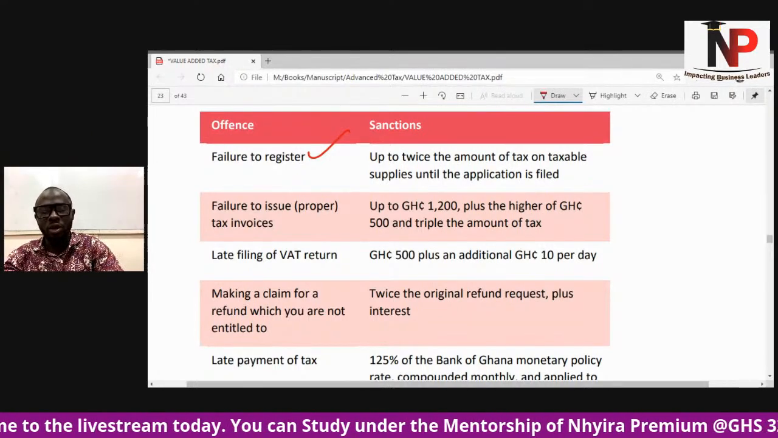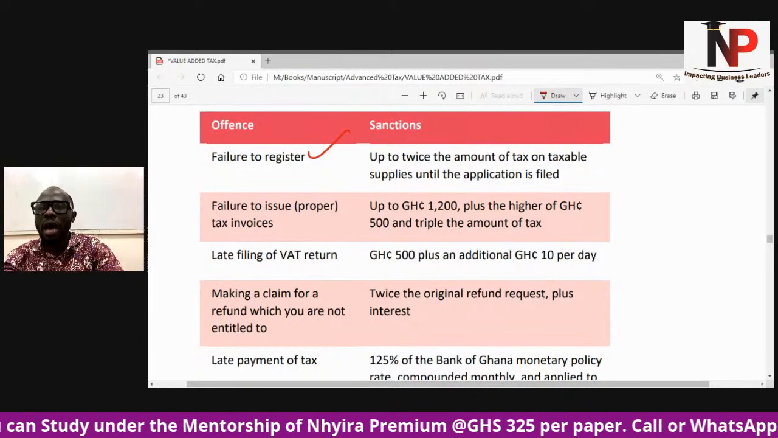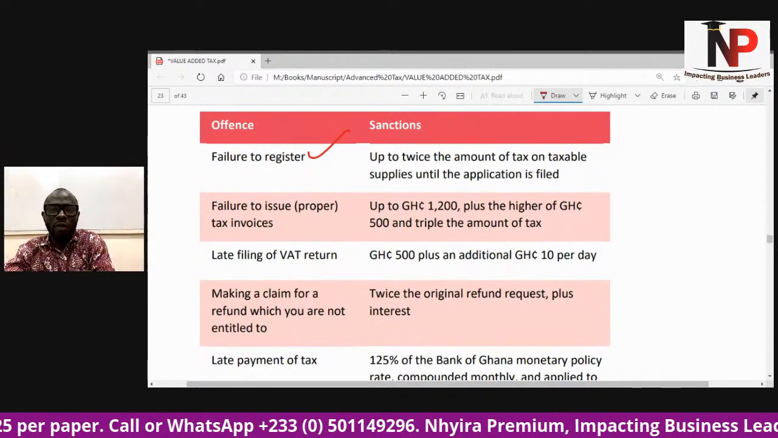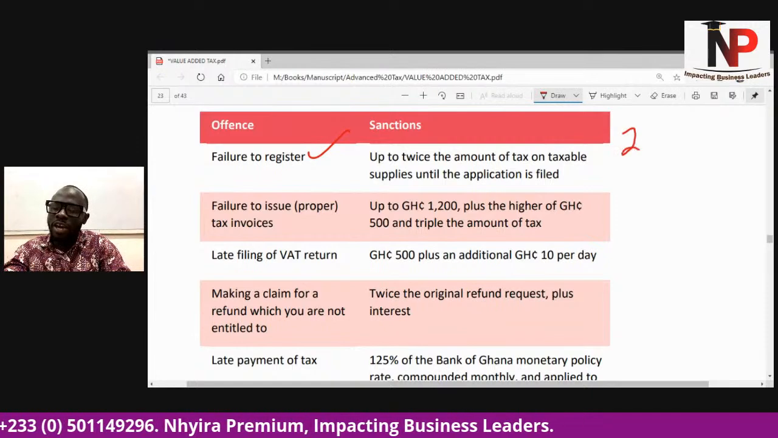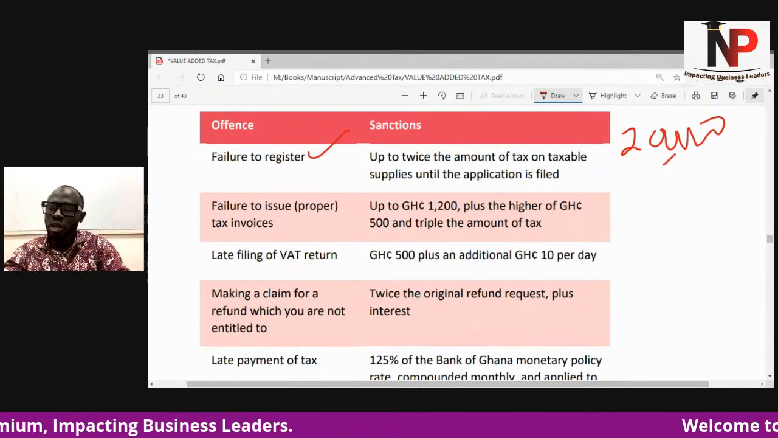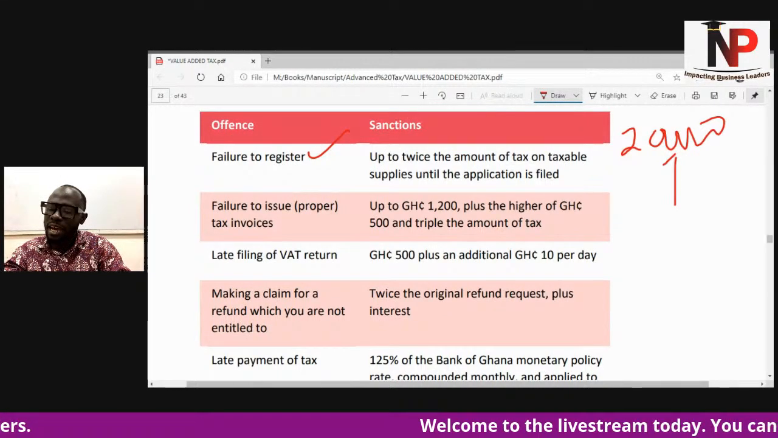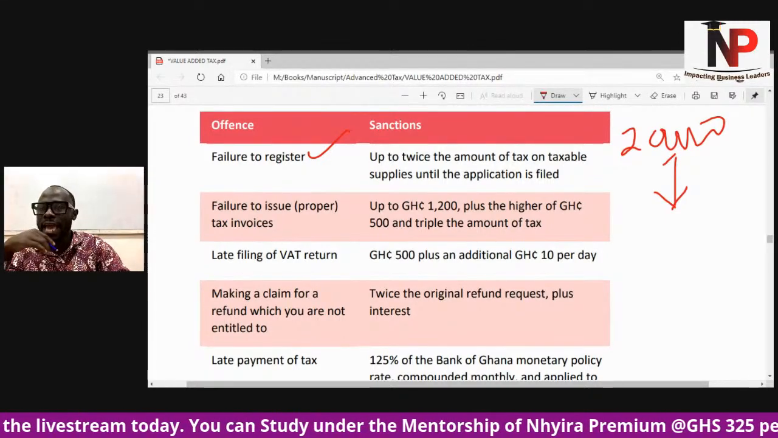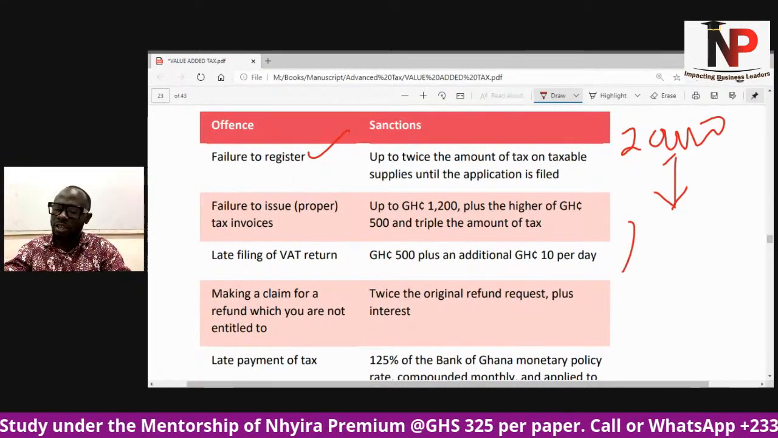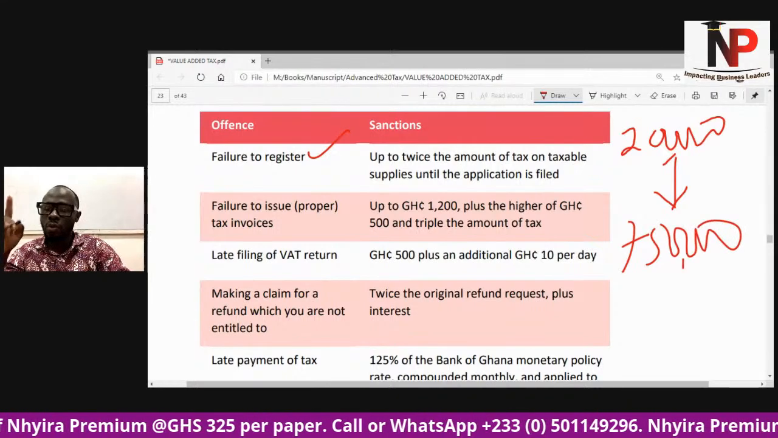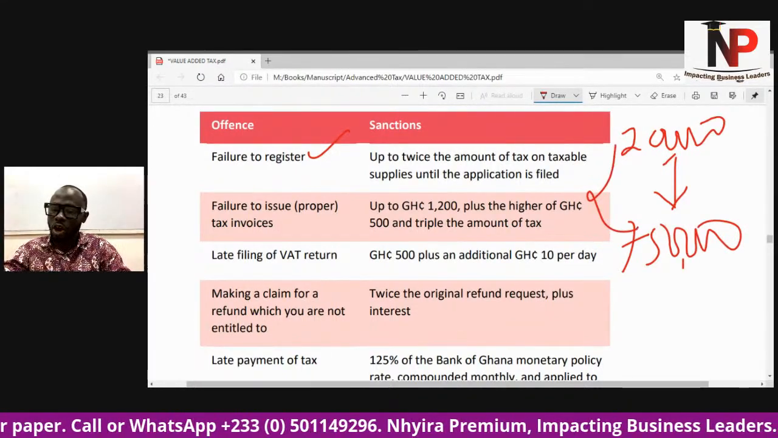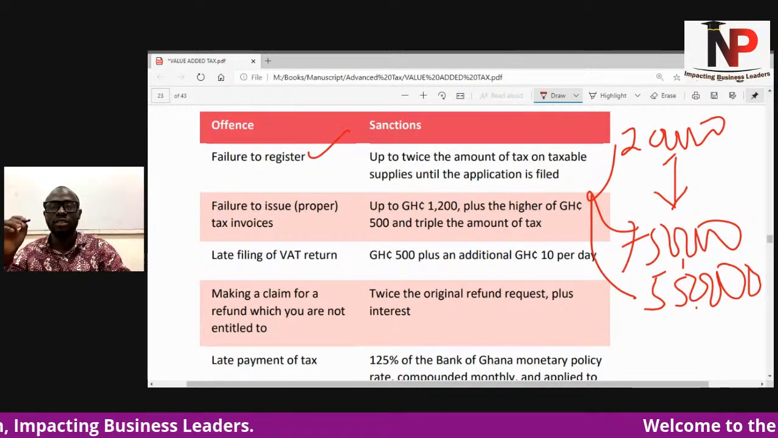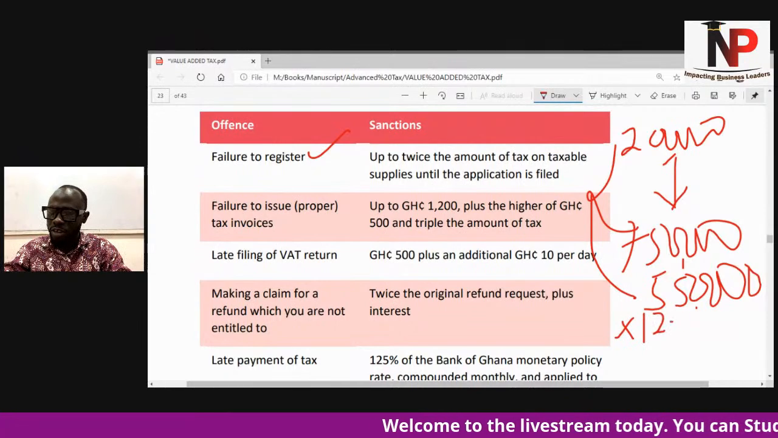and you are supposed to have registered for VAT because of that. And then you've been operating for some time. So what is going to be happening is that you're going to be paying what? Twice the amount of tax on the taxable supply. What does that mean? It means that, let's say, when you hit the 200,000 threshold, you are supposed to register, but you didn't register. But then you waited for about 6 months or 8 months later, and you registered. So by then, your sales is around 750,000. What does that mean? It means that there is an excess of how much? 550,000 Ghana cedis.